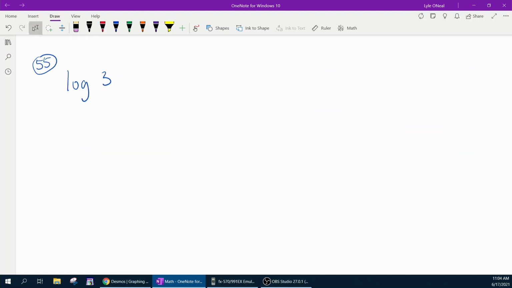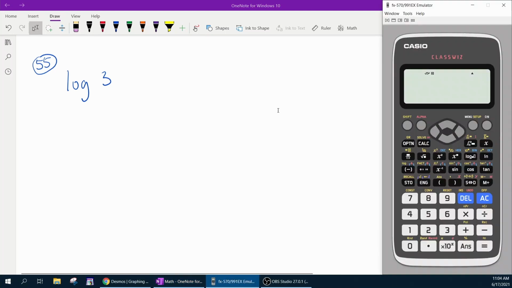Okay, the next two examples are basically calculator practice. Number 55, it says to find each of the following using a calculator, round to 4 decimal places. So on our calculator, remember, if we want to do just log, that's going to be shift and the negative button. If you're using a different calculator, you may actually have just a log button, or you may have to find out how to get log on your calculator.